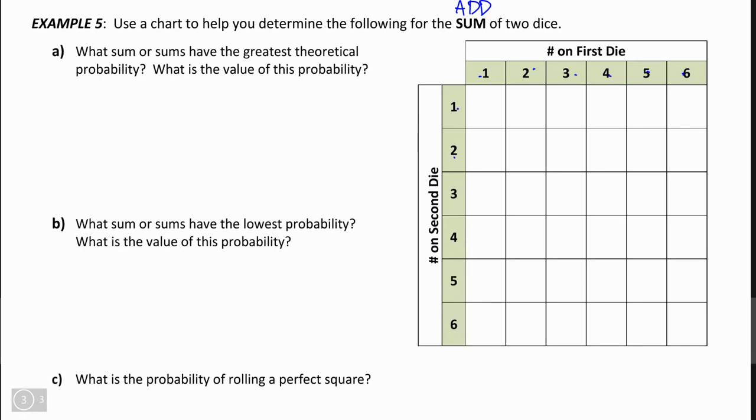Second dice you get 1, 2, 3, 4, 5, 6. So if you add the possible combinations, if you roll double ones, you get a 2. 1 plus 2 here is 3. 1 plus 3 is 4. And as you can see, I'm just going to add 1 every single time.